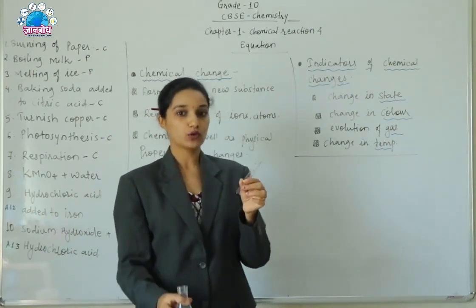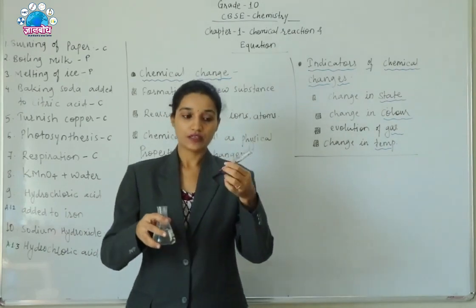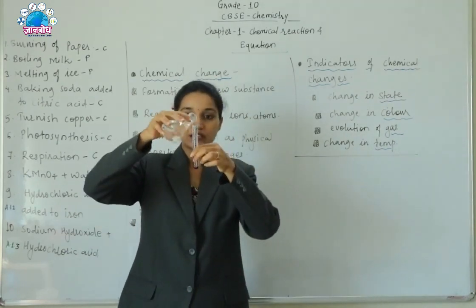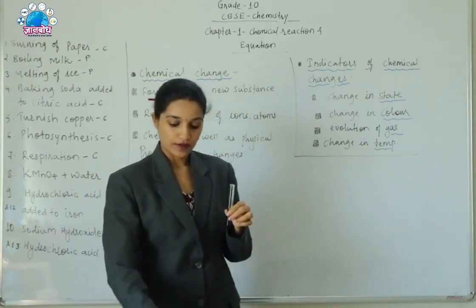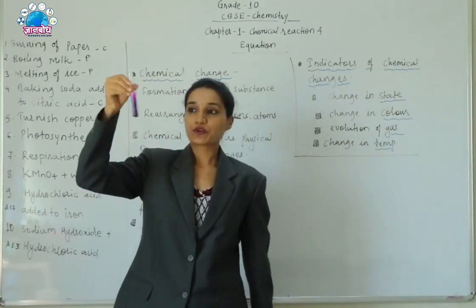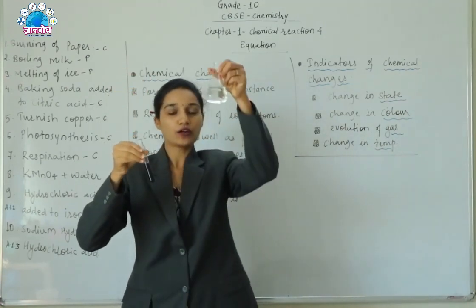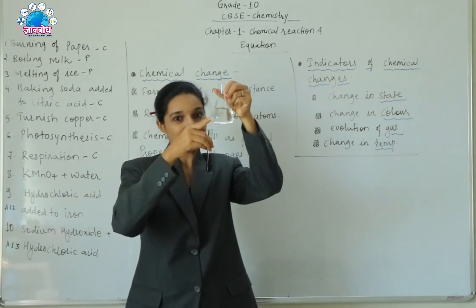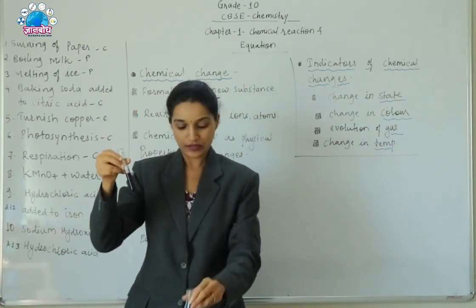Now let's see the next example, KMnO4 plus water. Now what is this KMnO4? It is potassium permanganate, which is somewhat purple in color. So when I add water to it, what happens? Let's observe. Okay, so you can observe here, potassium permanganate when added to water, the color of water is changing. Water is colorless, but now it became pink or violet or purple in color.